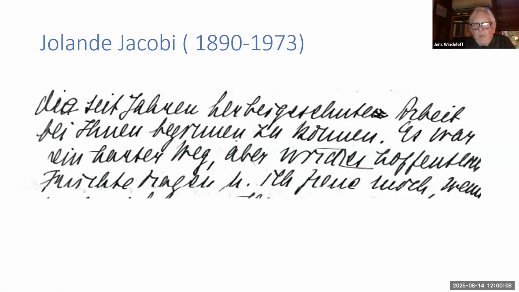And here's the famous Jolande Jacobi, who was one of the extroverted women in the circle. I met her at some lectures in the 70s. Before she died, I followed some lectures in '71, and she almost only spoke about anxiety. From where do the anxieties come? And I think she was a little afraid of dying at the time.